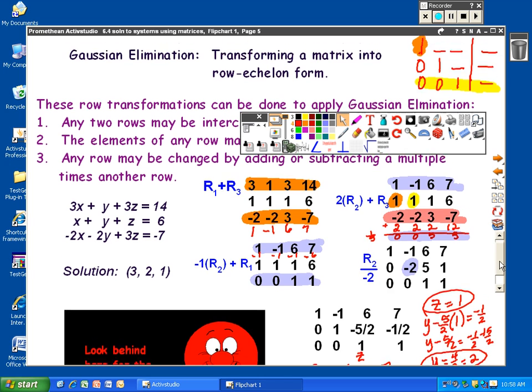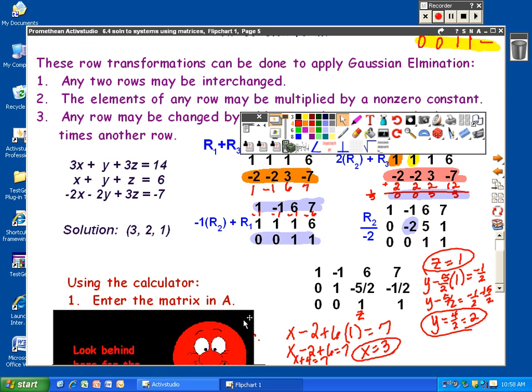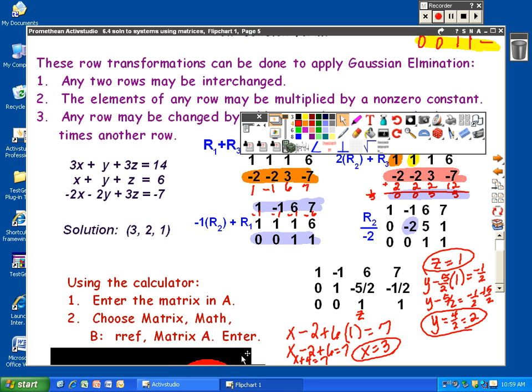How we can do Gaussian on the calculator is first enter your matrix in matrix A, which would be edit. Then you will choose matrix, math, and go all the way down to B, which is row reference, and then do matrix A, enter. And then you should get your solution just like here. You should get this matrix to show up. And we'll do one on a story problem on the next page.